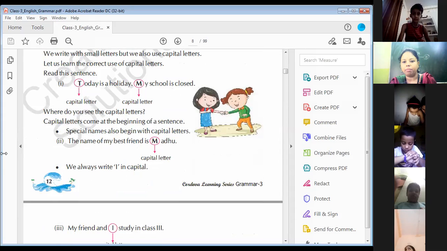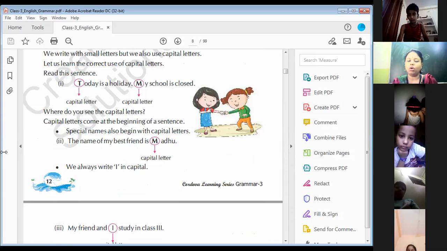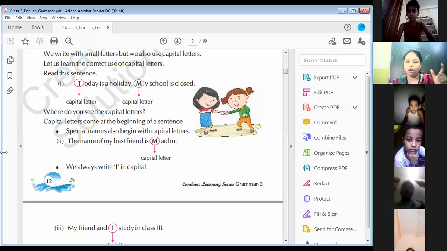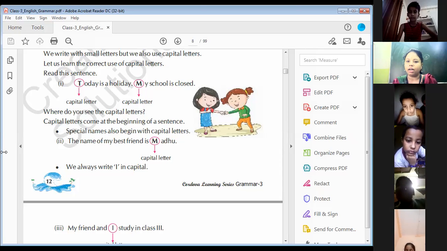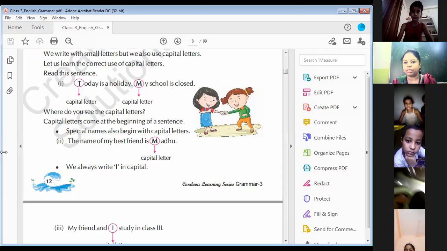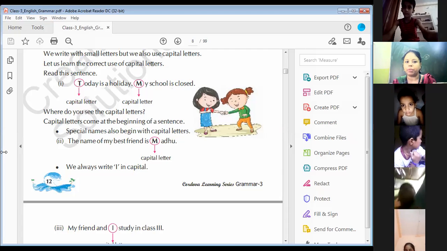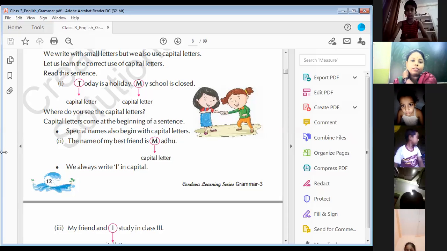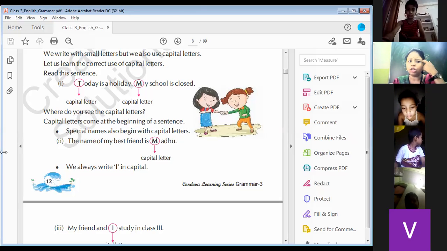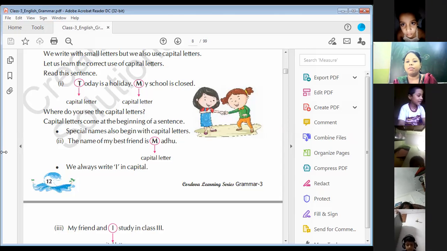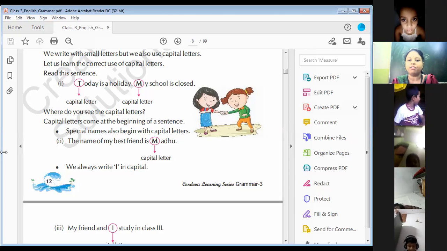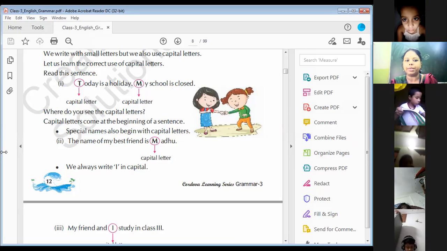Any special name, any particular name like Divyaraj, D should always be capital. Rishika, R should always be capital. Sarthak, S should be capital. Understand? The rest of the name will be in small letters. So for special names, and whenever our sentence starts, the first letter should always be capital.